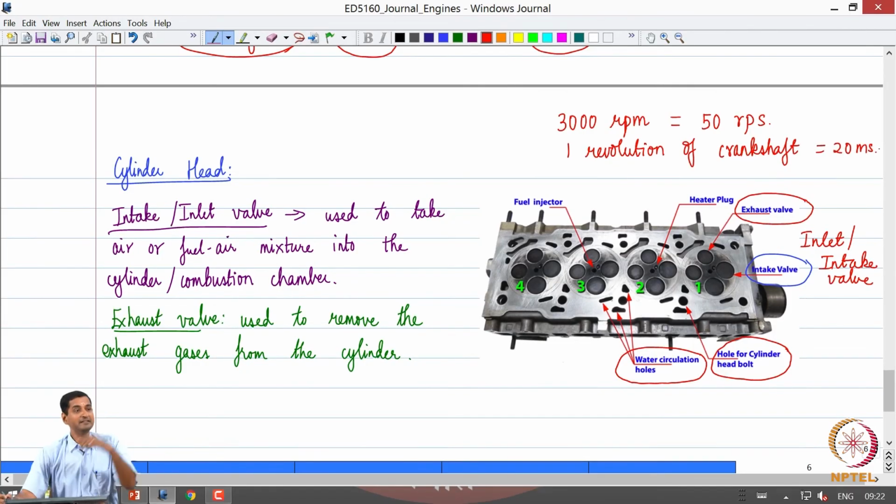Okay. So, typically these valves need to be opened and closed in half a revolution, that means around 10 milliseconds. Imagine that in 10 milliseconds the valve needs to be opened and closed, right, and let us say the speed of the engine increases, it is going to be even tighter, right.